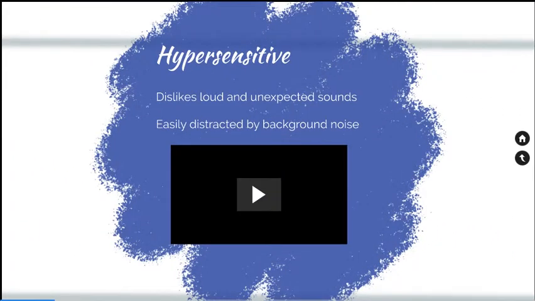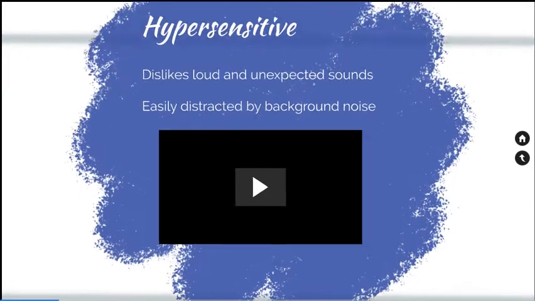Some children may be hypersensitive to sound, which means they dislike loud, unexpected noises such as sirens or school bells. They startle easily when hearing an unexpected sound and can be easily distracted by background noises such as a lawnmower, air conditioner, refrigerator noise, or buzz from fluorescent lights. Let's watch a short clip to see an example of what this could look like in the classroom.